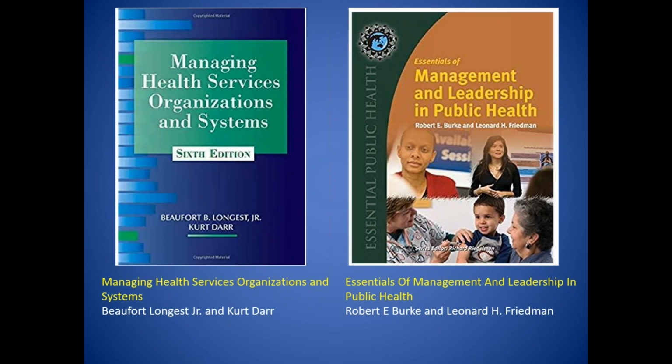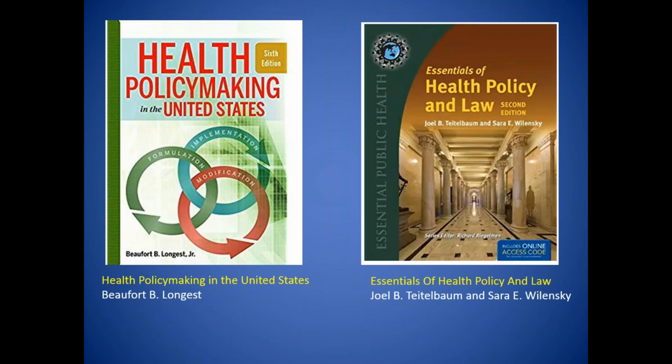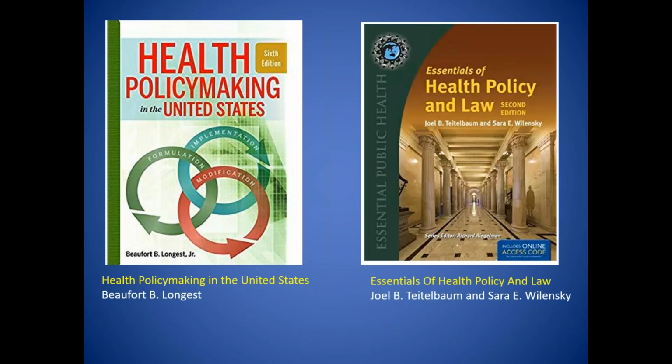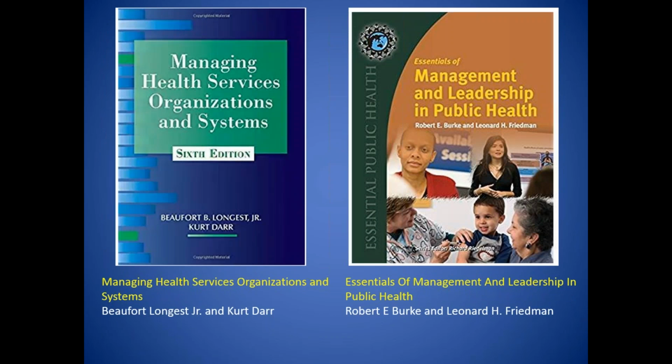And in regard to management, Managing Health Services Organization and Systems, and Essentials of Management and Leadership in Public Health. I failed to mention in each of these 3 cases, the book on the left is a very detailed book, probably 400 pages or more. The book on the right is a much more concise book. They were really designed more for an overview of the content, even at the undergraduate level.